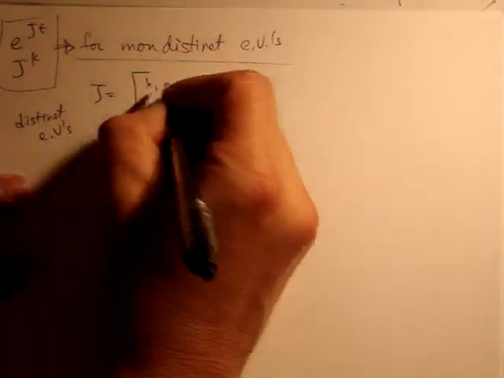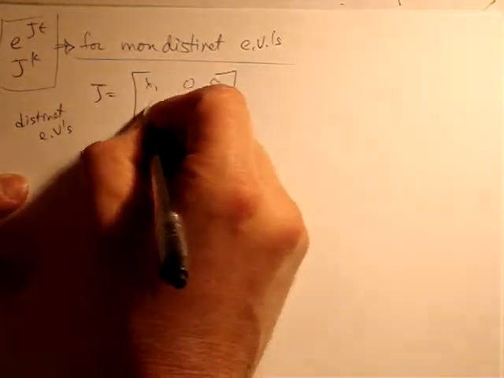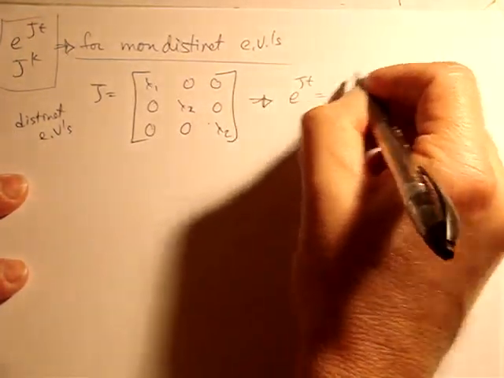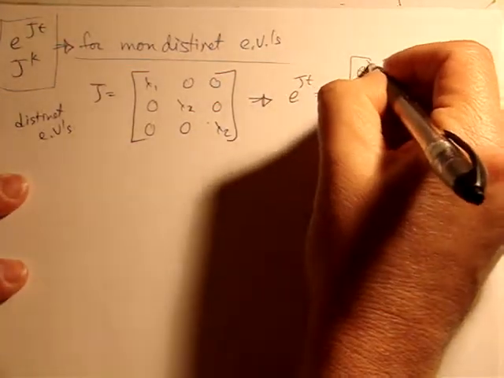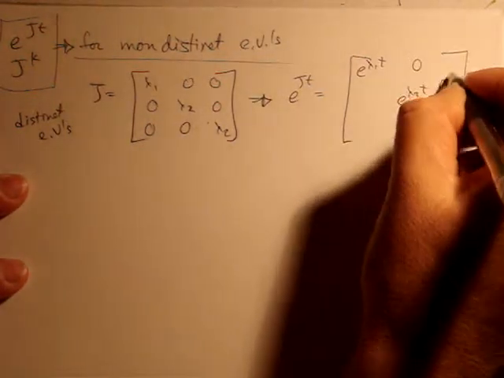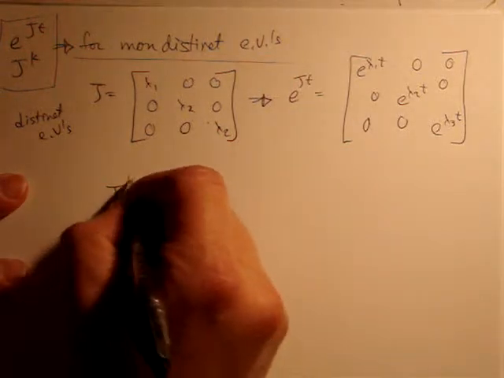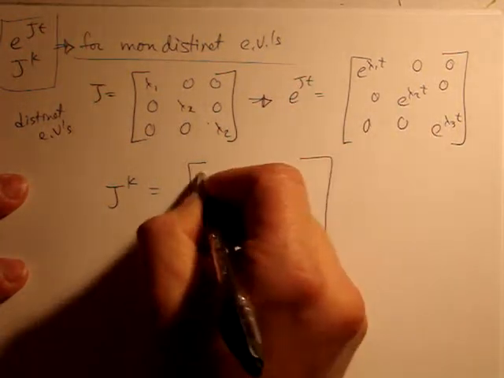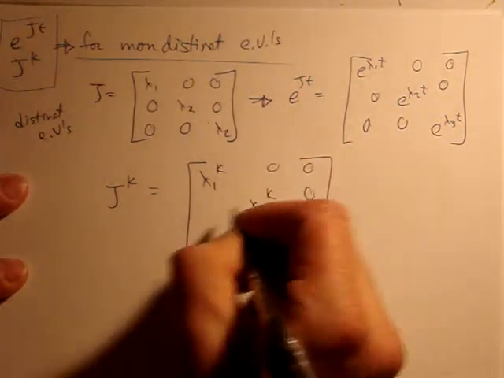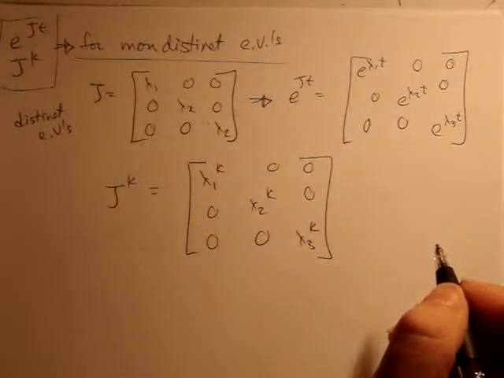eigenvalues, we would have something like this for a Jordan form: lambda 1, lambda 2, lambda 3, and zeros everywhere off the diagonal. So that gave us e to the Jt was e to the lambda 1t, e to the lambda 2t, e to the lambda 3t, and zeros everywhere else. And similarly, our J to the k just became lambda 1 to the k, lambda 2 to the k, lambda 3 to the k, and zeros everywhere else because of the nice diagonalness of the J matrix.